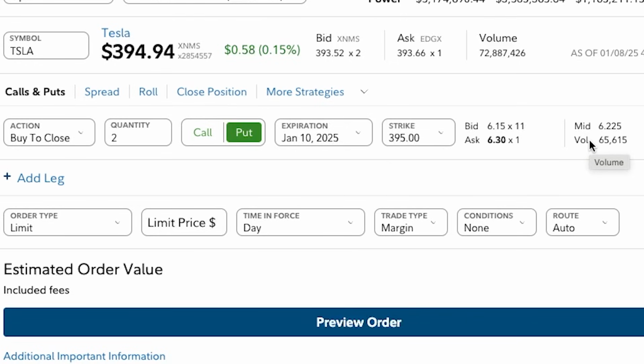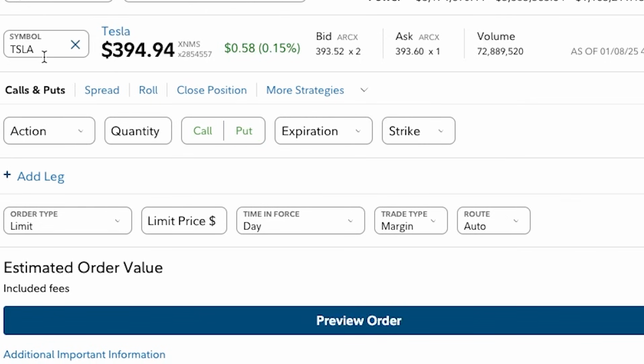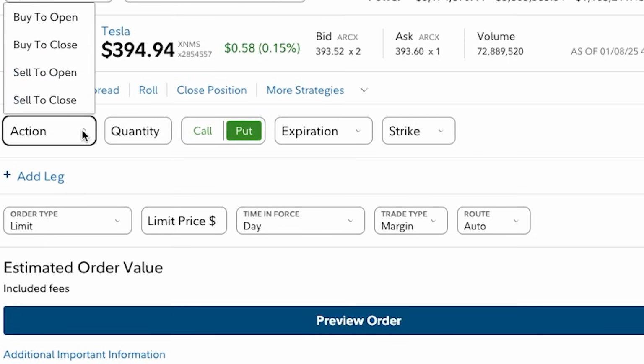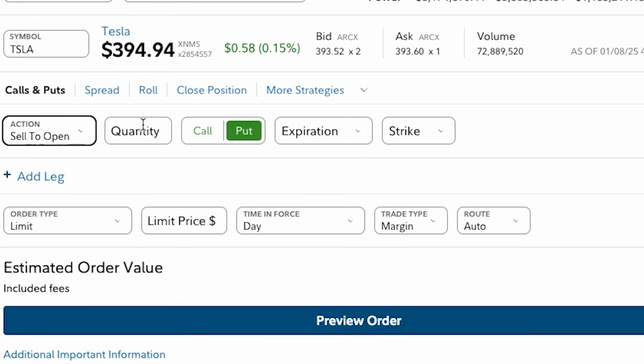Let's go take a look at how you would do that part of the trade. You would put in your ticker symbol Tesla at this point. Again, you're going to want to do this on a red day. You're going to select the put. You're going to do a sell to open. You're opening up a brand new trade.